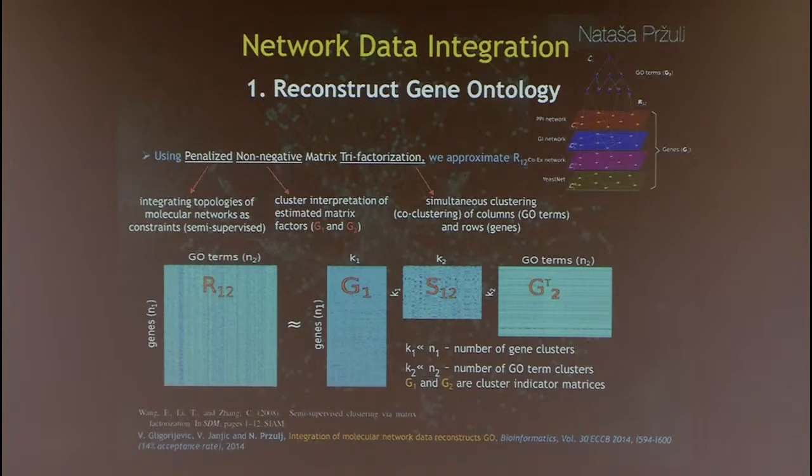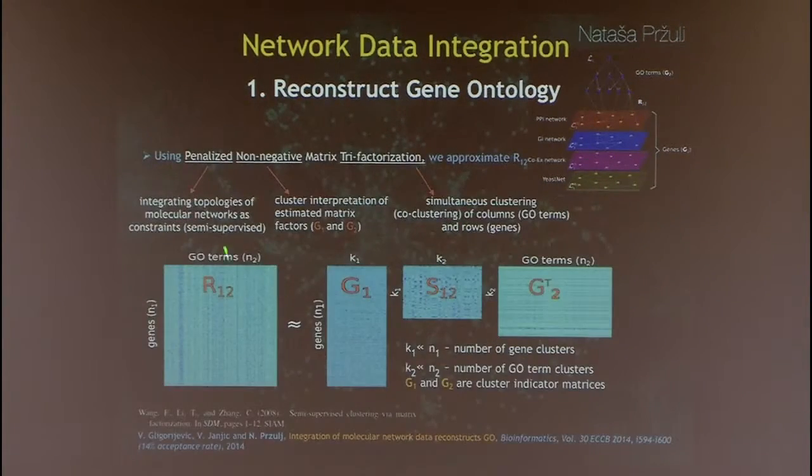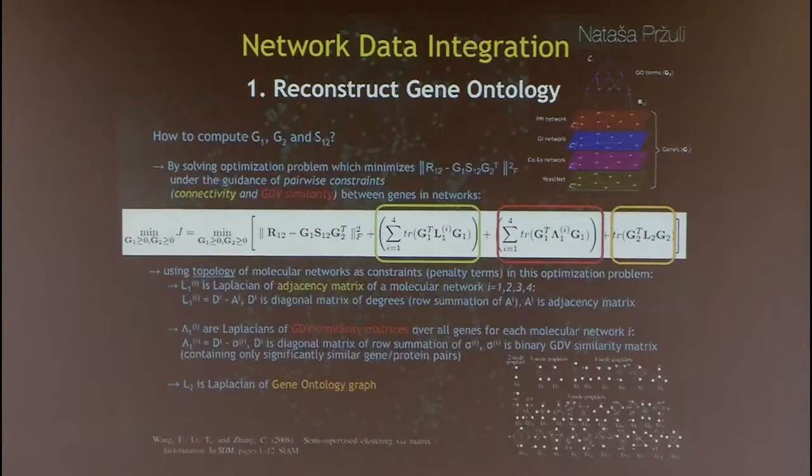Over here, K1 is the number of clusters for genes, and K2 is the number of clusters for GO terms. Now, how do we compute this? We are approximating R12 by these three matrices. We do that by solving a continuous optimization problem, which minimizes R12 minus this product, the Frobenius norm, but under the guidance of pairwise constraints that come here.